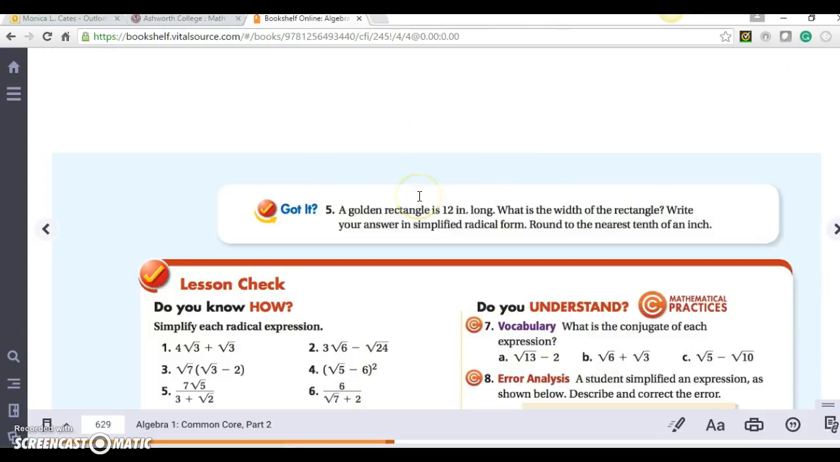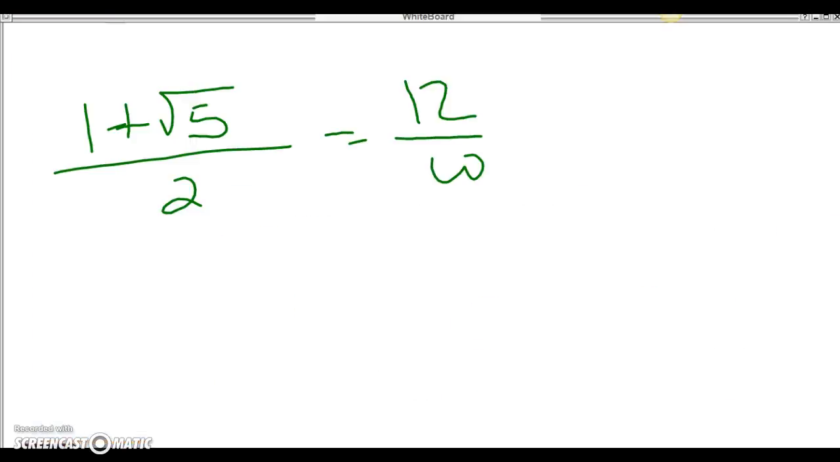Let's do it on our own now. It says a golden rectangle is 12 inches long. What is the width of the rectangle? Write your answer in simplified radical form, so I don't want to put it in my calculator and round to the nearest tenth of an inch. So after I write it in simplified radical form, then I'm going to put it in my calculator and find out what it is. So I'm going to cross multiply.